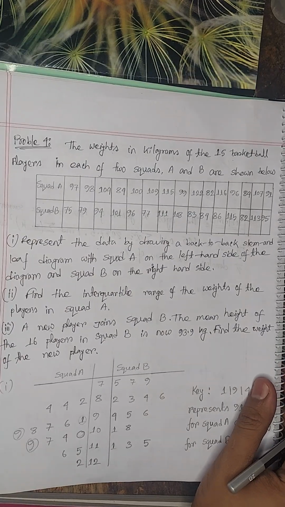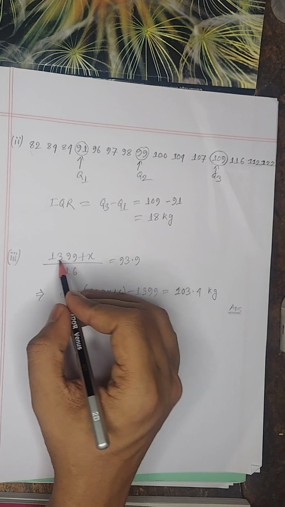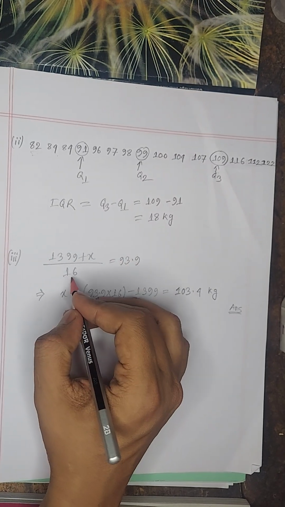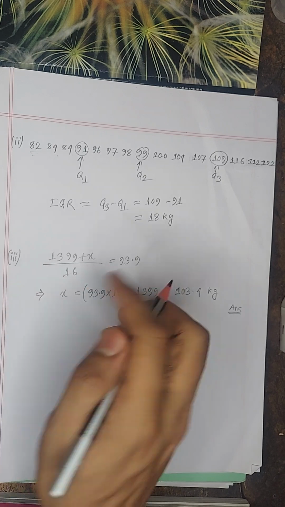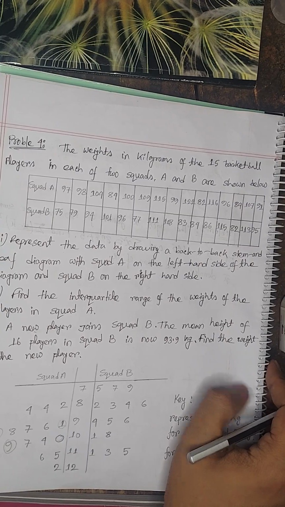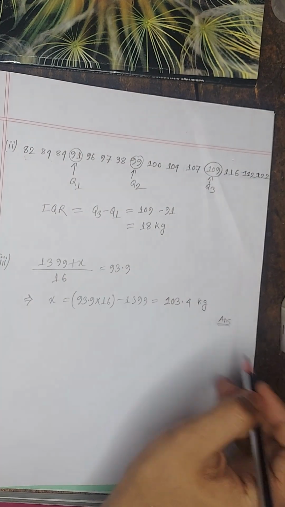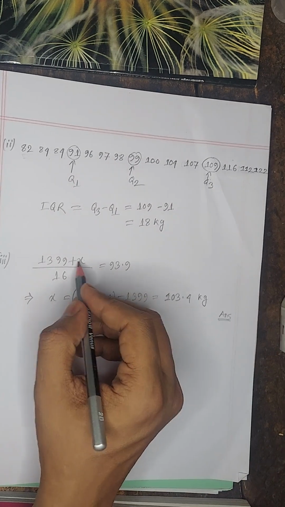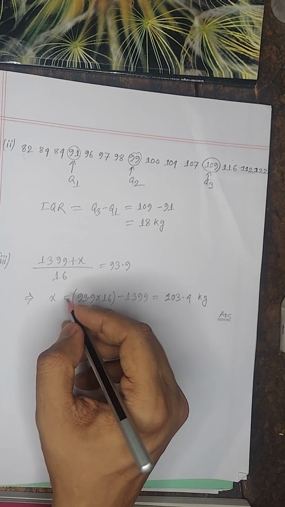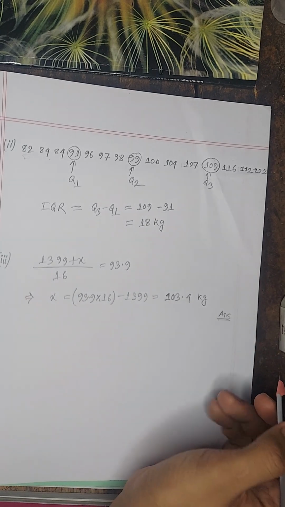Okay, now the last problem. In the last problem we have to find the mean. We have an extra player, so we have to find the sum and then divide by 16. The mean was given, which is 93.9. We have to find the weight. So first we let the weight be x, then sum of weights divided by number of players. The mean was given, so the weight of the extra player will be 103.4 kg.